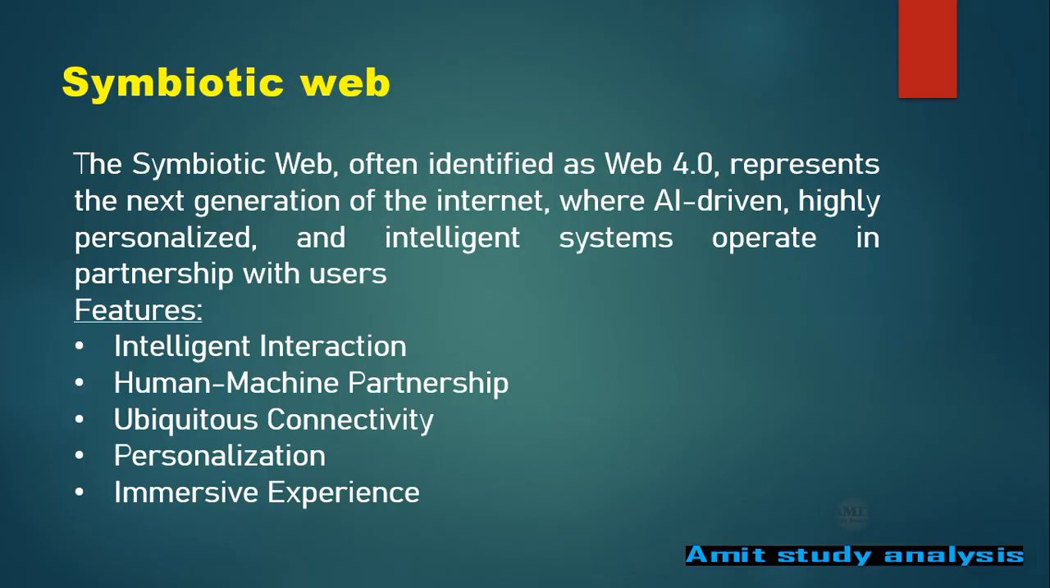What were the features of the symbiotic wave? Intelligence and interaction. There will be intelligence in the system, human-machine partnership, human and machine will work together, and ubiquitous connectivity. Users can connect to each other, networks can connect to each other, different types of devices can connect to each other. We will be able to connect everything, and on the basis of sensing, the use of sensors will be there. Like when we enter the room, the light will turn on. This is called ubiquitous connectivity.